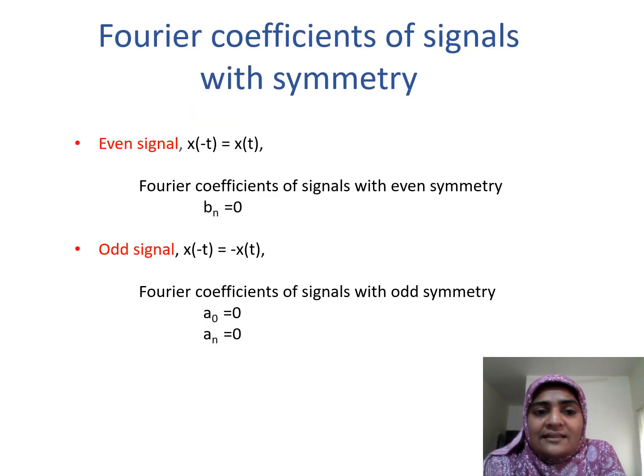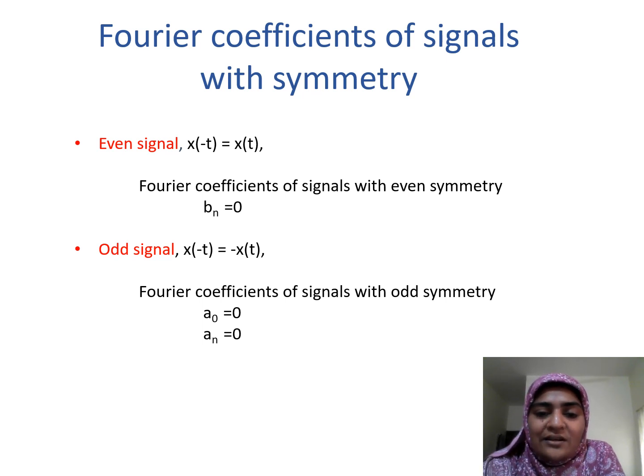Now, we will see the Fourier coefficients of signals with symmetry. We have discussed in detail about the even and odd signals in the first module. So, we can recap it: x of minus t equal to x of t is an even signal, and x of minus t equal to minus x of t is an odd signal. And here Bn will be 0 for even signals, whereas A0 and An will be 0 for odd signals.